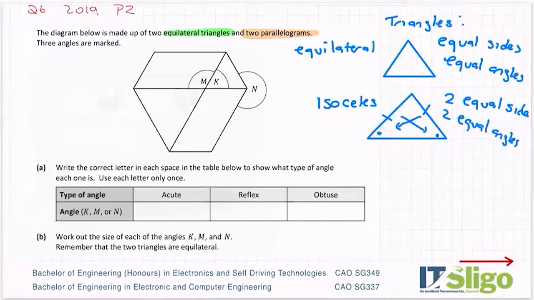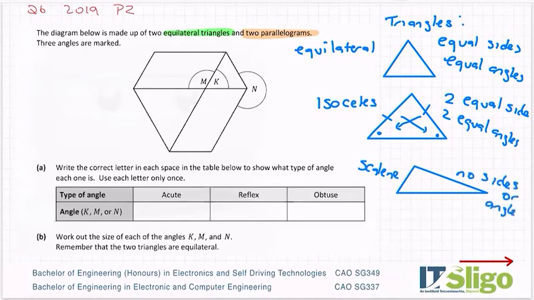And then the third type of triangle is the easiest one for me to draw, because it doesn't matter how I draw it as long as no sides or angles are equal. So they're the three types of triangles that exist: equilateral, isosceles, scalene. So what do you need to know about them then for Junior Cert?